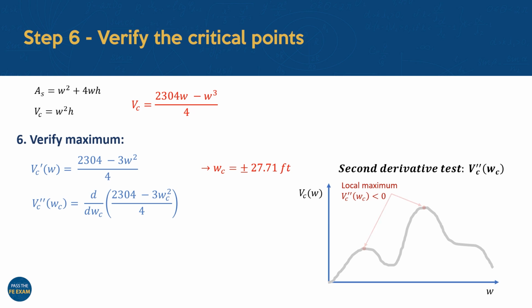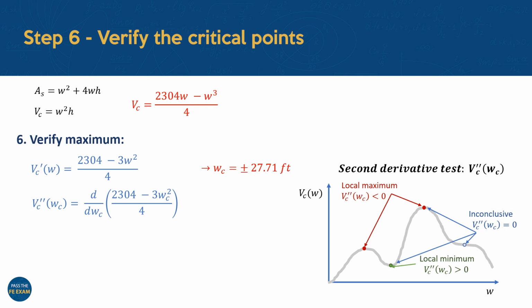If this results in a value less than 0, the function is concave downward at that point, confirming that it's a local maximum. If the result is greater than 0, the function is concave upward, indicating a local minimum. However, if the second derivative equals 0, the test is inconclusive, meaning the critical point could be a maximum, minimum, or an inflection point, requiring further analysis.